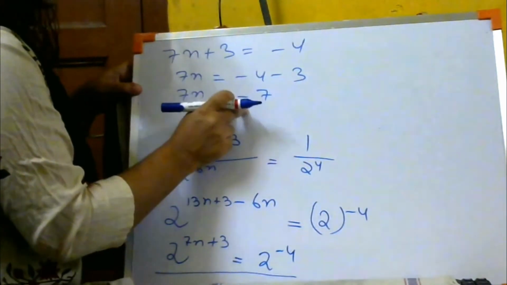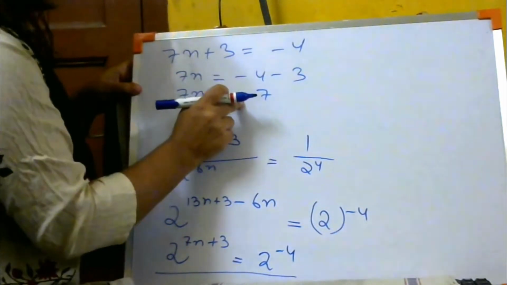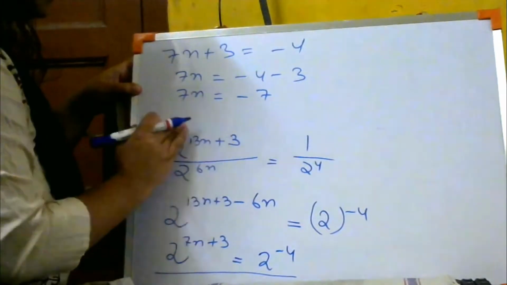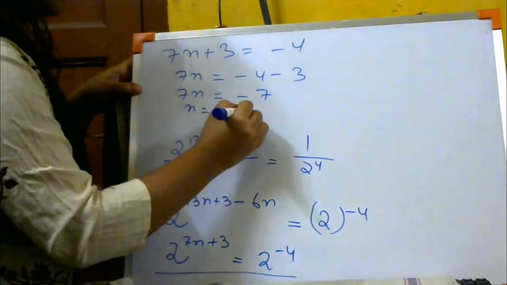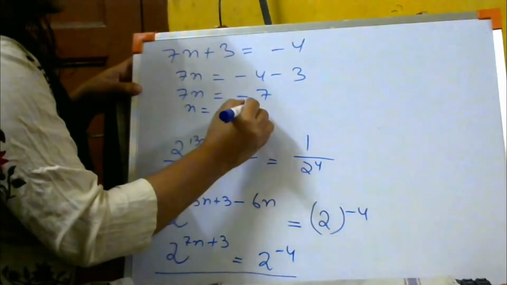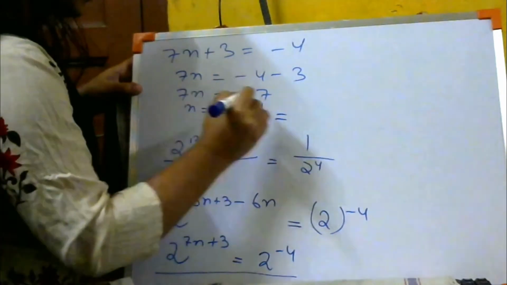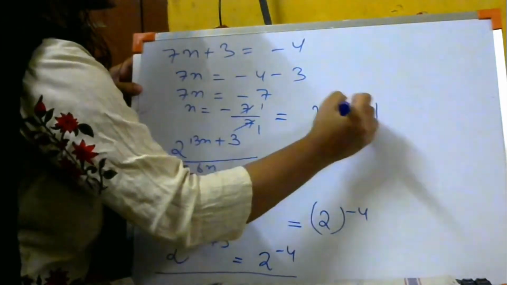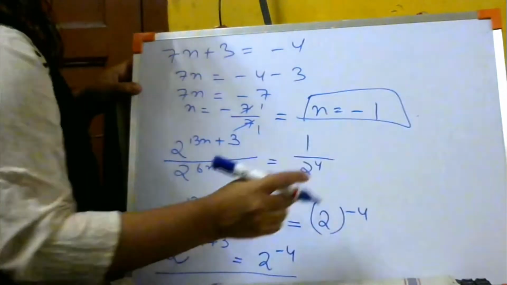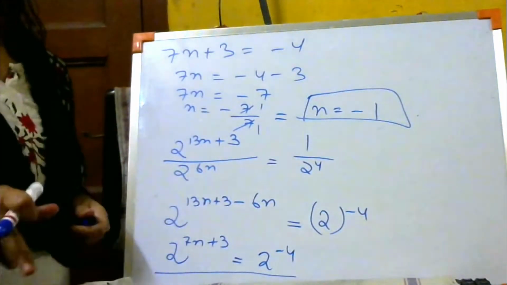Sign क्या बैठेगा? Minus, क्योंकि 4 के पास minus है, तो minus. So n is equals to minus 7 by 7. Ones are ones. So n is equals to minus 1. This is your answer. Clear? Did you understand how to do this kind of sums?